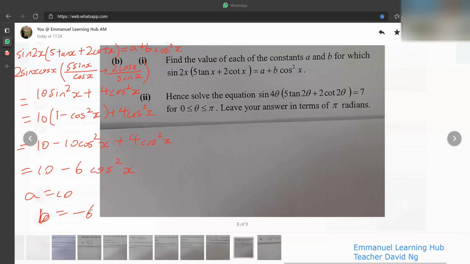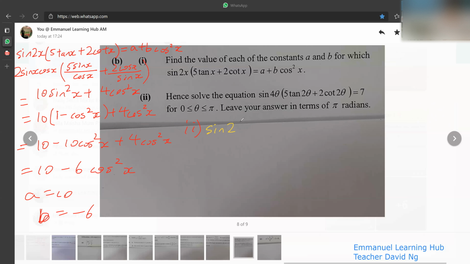Do you understand? So find the value of each of the constants, your A is 10, your B is -6. That's part 1. Okay, part 2, because I'm able to find the value of this, hence solve this equation. This is my sine. I write out in yellow.